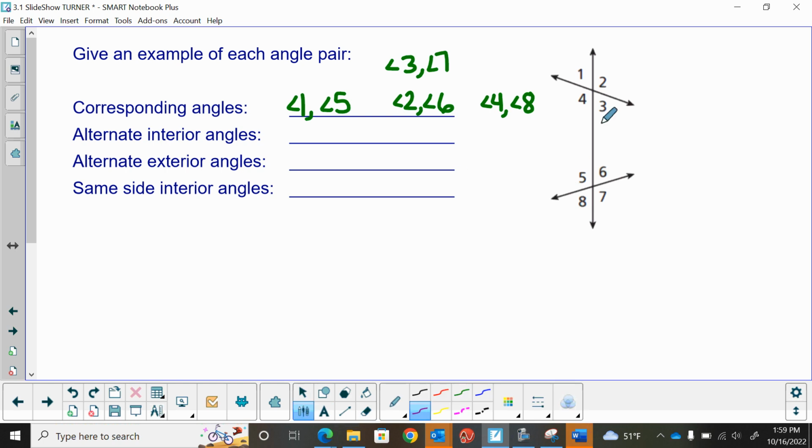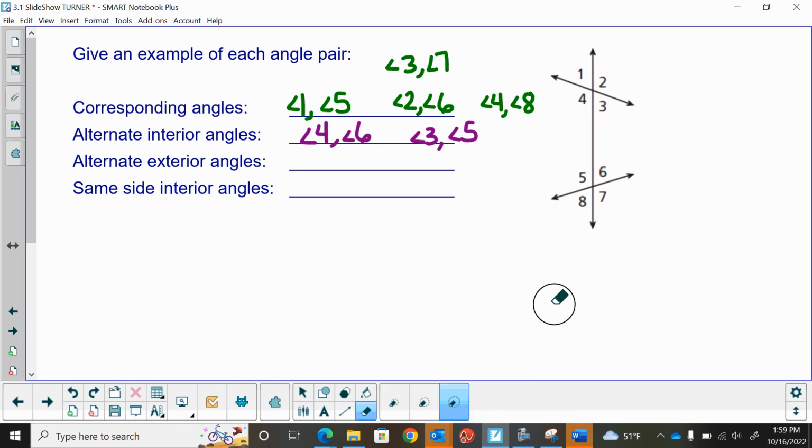An alternate would be on opposite sides of the transversal. So we could pick 4 and 6. Or the other opposite would be 3 and 5. Okay.